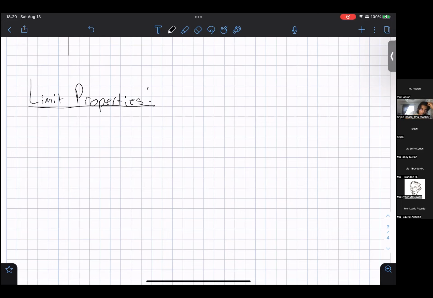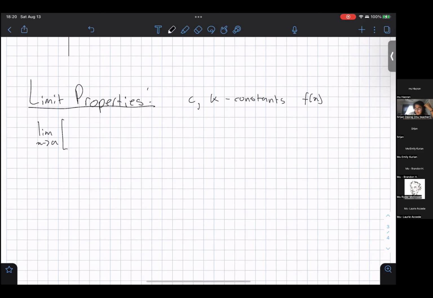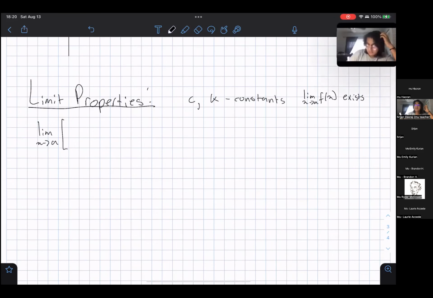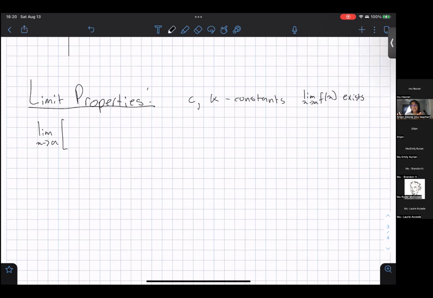So the first property of a limit: before I start, C and K are constants, and f of x and g of x are functions, and I'm going to say that the limit as x approaches a of f of x exists. Again, that means the limit exists from the left-hand side and the right-hand side, so we can say that the limit exists.